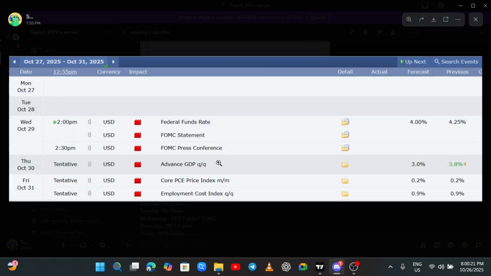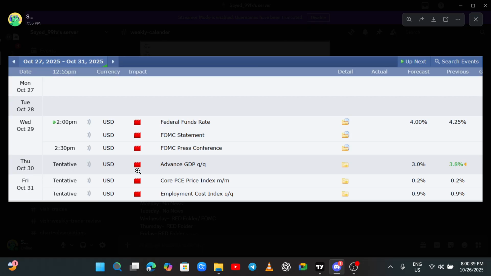So let's start with the dollar. We are at the end of the week for this month. We have FOMC this week. Monday we don't have any news. Tuesday we don't have any news. Wednesday we have FOMC, so we will not look to trade on Wednesday prior to FOMC.